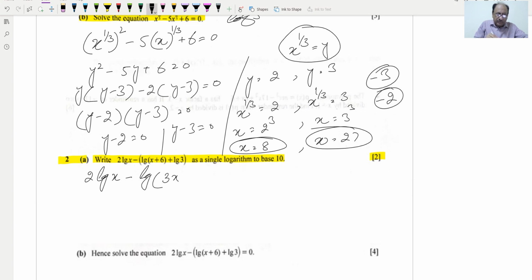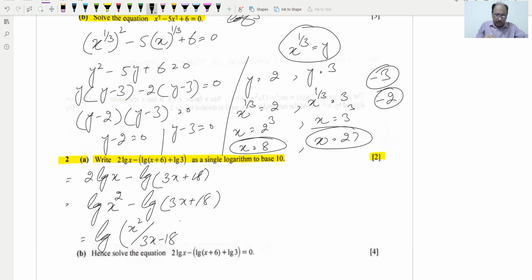So we can write it as log of 3 into x, which will be 3x plus 18. Now we apply the minus rule, and first we rewrite 2 log x as log of x raised to the power 2, minus log of (3x plus 18). The single log we can write is log of x squared over 3x plus 18, and this will be with base 10.